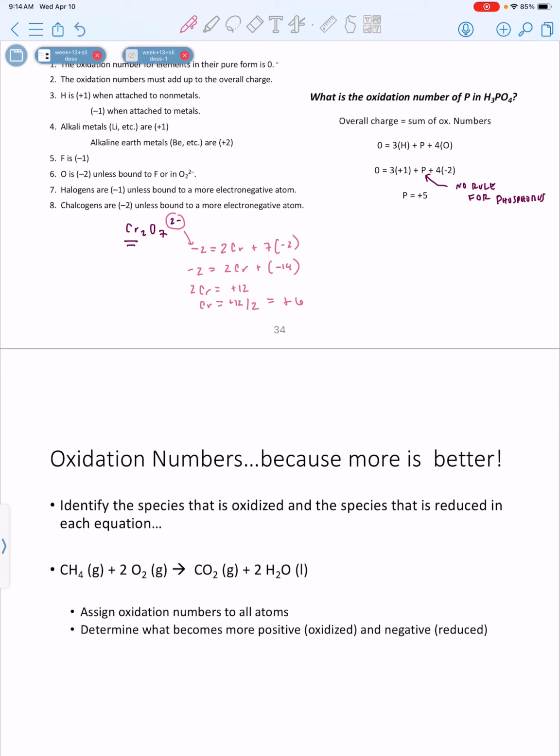Questions about this method? We've used it in a couple of other different places, but it asks you to go through all of those rules. Again, just looking mostly at the charges we just assumed from the periodic table.